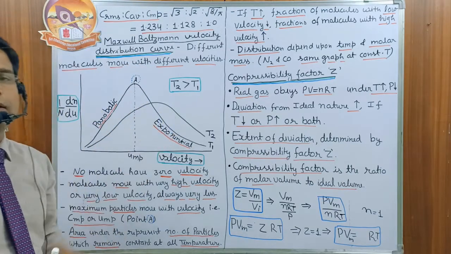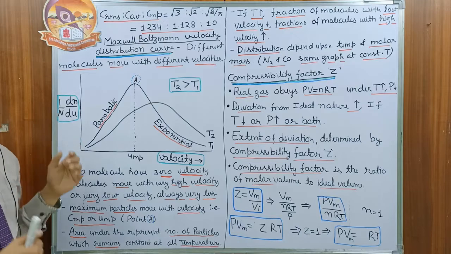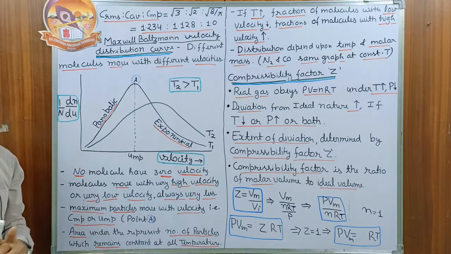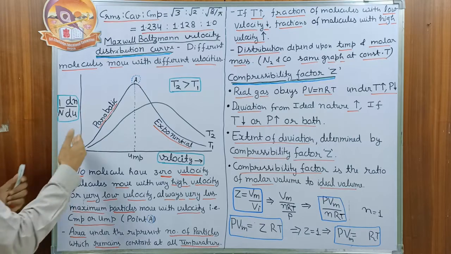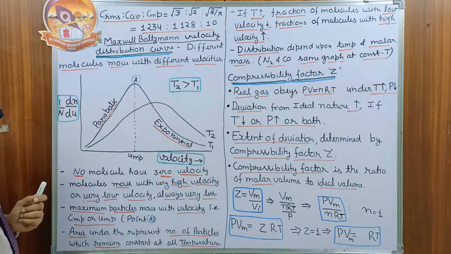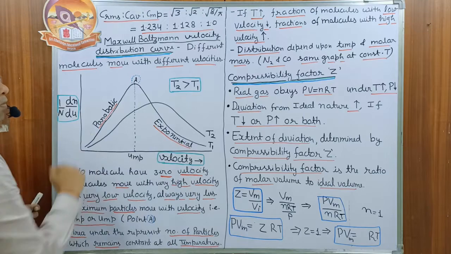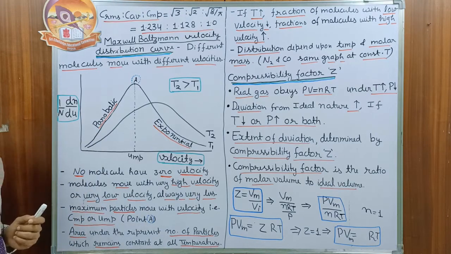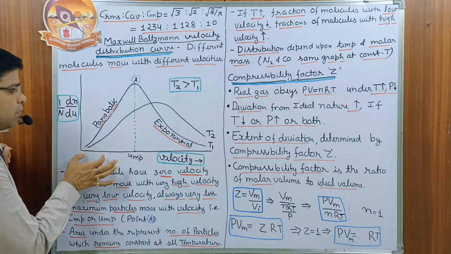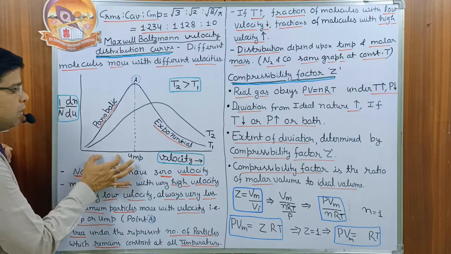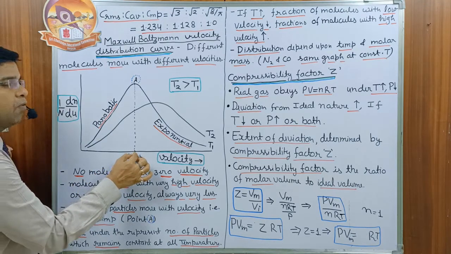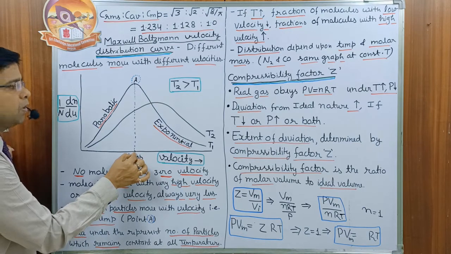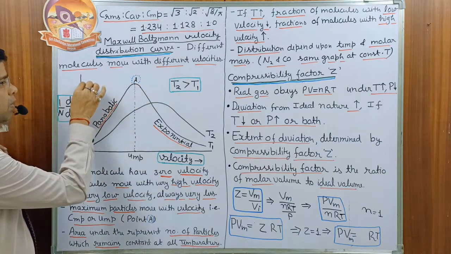In this graph, on the y-axis we have the fraction of molecules, and on the x-axis we have the velocity. And this is the nature of the graph we have. Suppose this graph is T1. Okay, what do we need to remember? Initially, as we increase the velocity, the fraction of molecules increases. For a particular velocity, that is the most probable velocity, the fraction of molecules becomes the highest.